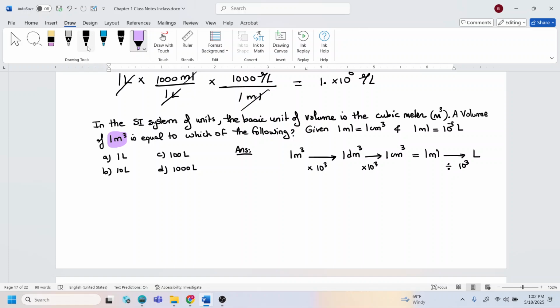This is 1 sig fig, okay? So answer all of these. All of the choices that you see are one significant figure. So I'm going to start with meter cubed.